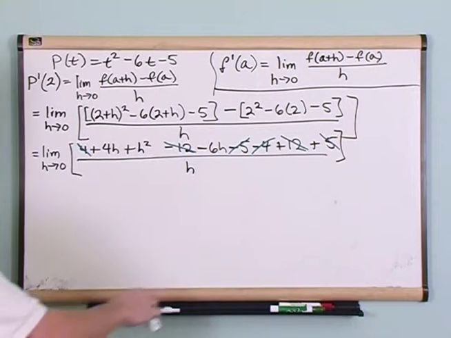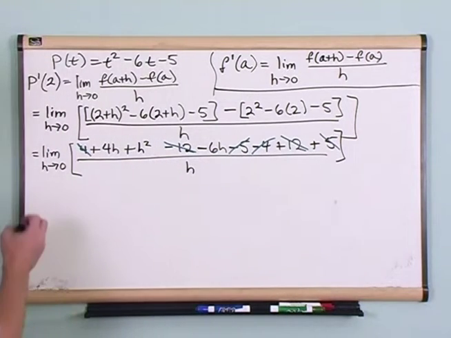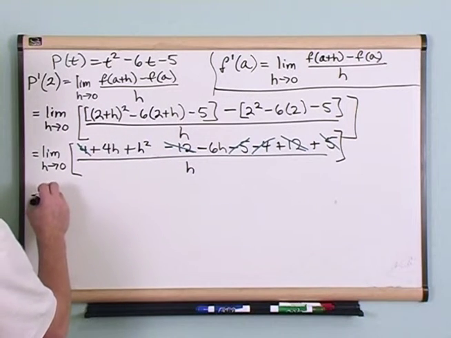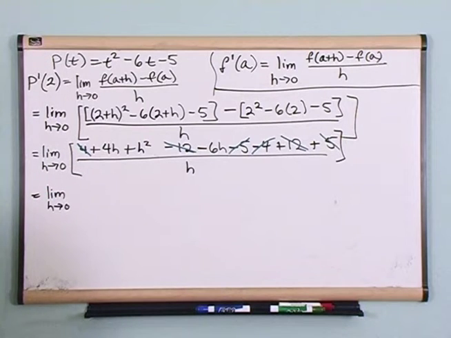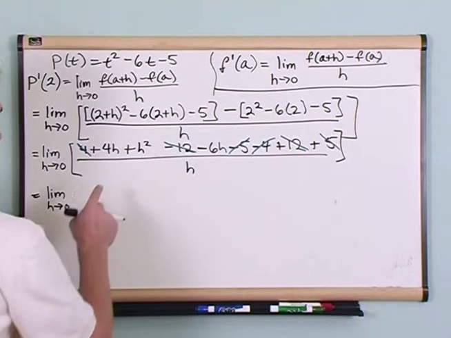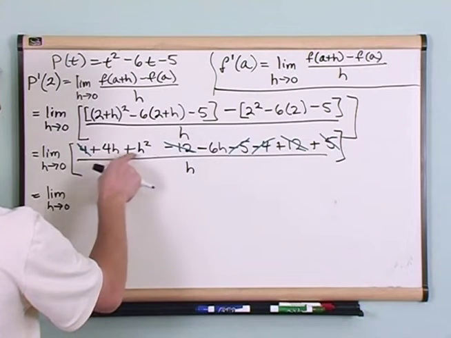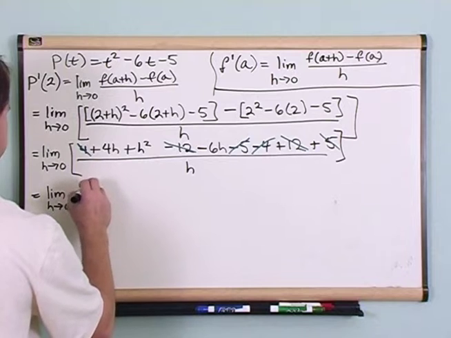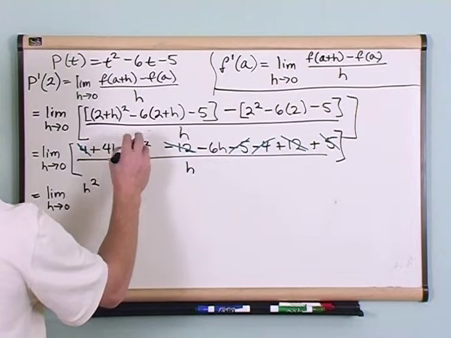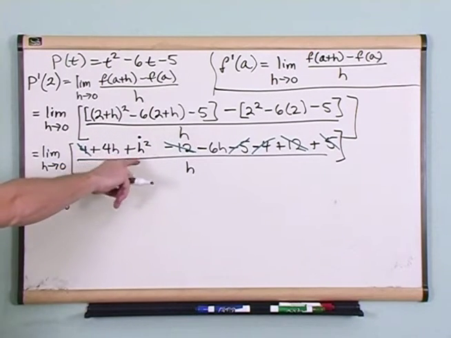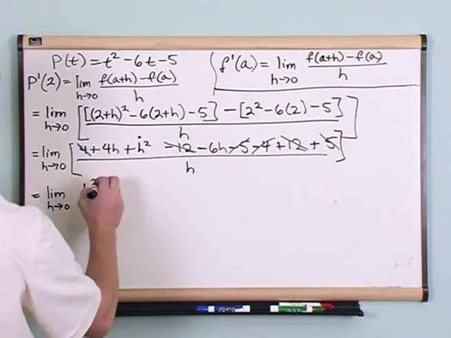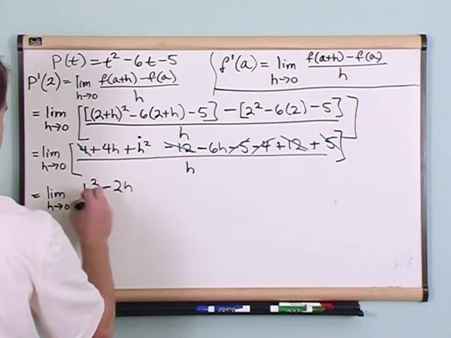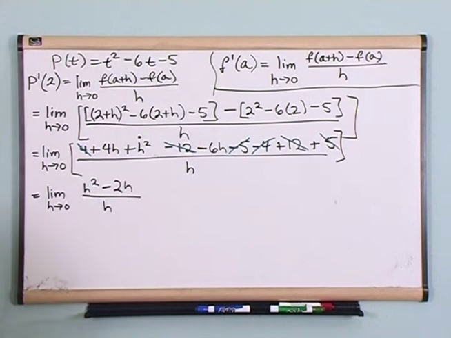So this suddenly looks not too bad. So then I'm left with the limit as h approaches 0 of what I have here, which is h squared. That's this term here, so I'll put a dot over it just so I know that I've dealt with that term. But I've got 4h minus 6h, so I've got a minus 2h here on top, and then I've got an h on the bottom. Okay?